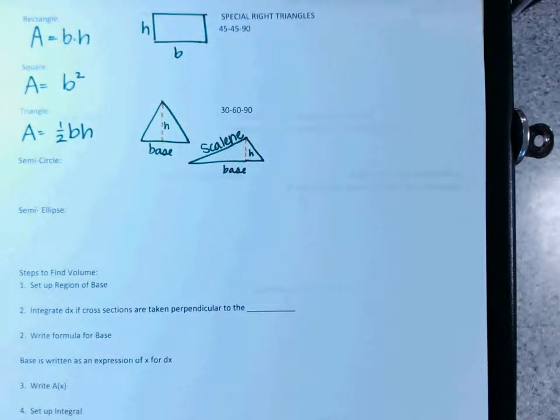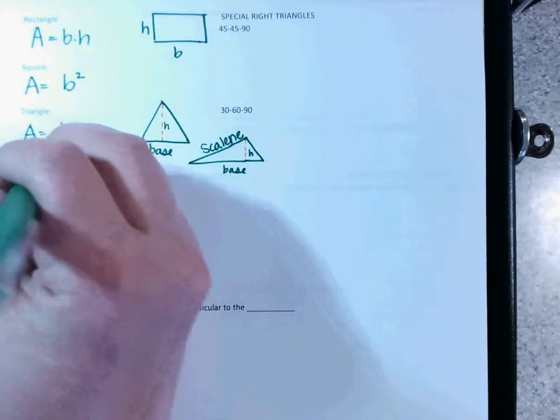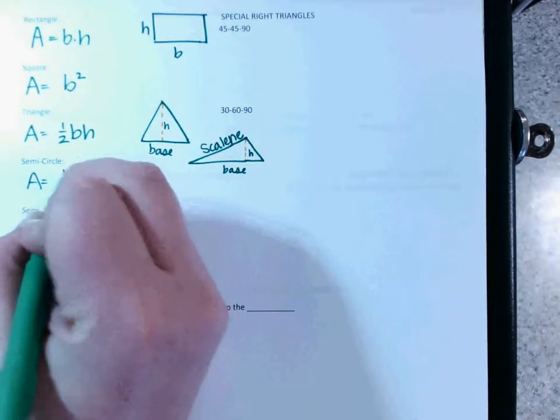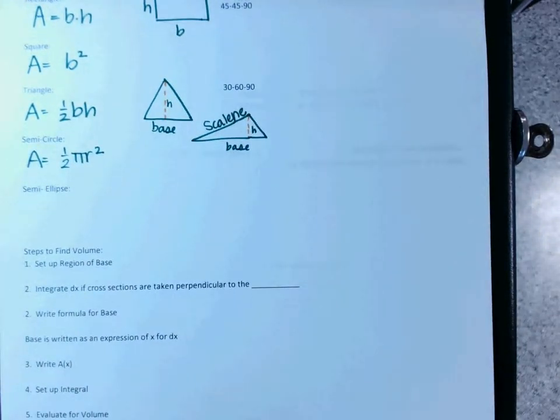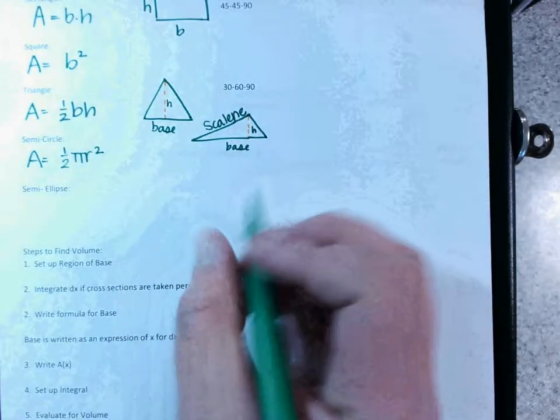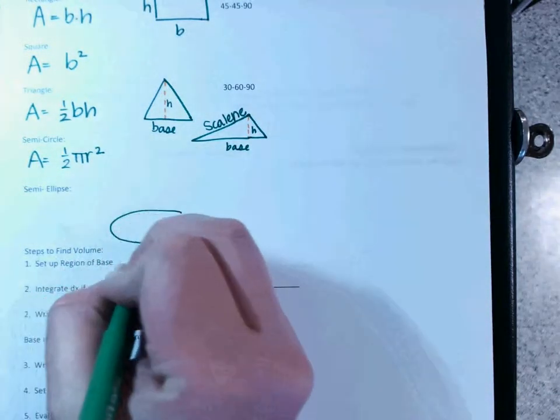Okay. How do you find the area of a semicircle? This one we should know. Is it 1/2 pi r squared? 1/2 pi r squared. Good. And how do you find the area of an ellipse? 1/2 pi r squared. Do you know what an ellipse is? It doesn't have an R. It's an oval, yeah? So when you have an ellipse, okay, I'll sketch it here.